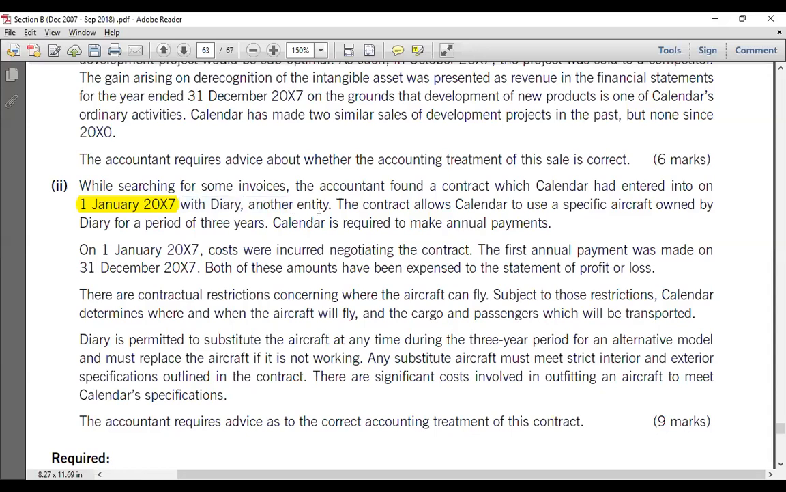Now this contract is basically with Diary, another entity. The contract allows Calendar to use a specific aircraft owned by Diary for a period of 3 years. So this is a specific aircraft which is for 3 years, and Calendar is required to make annual payments. So apparently the criteria for the right to use is being met, apparently.